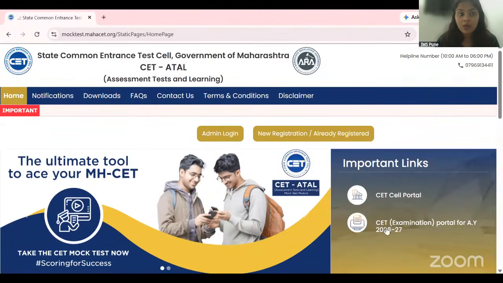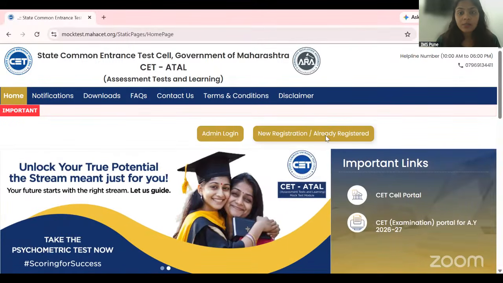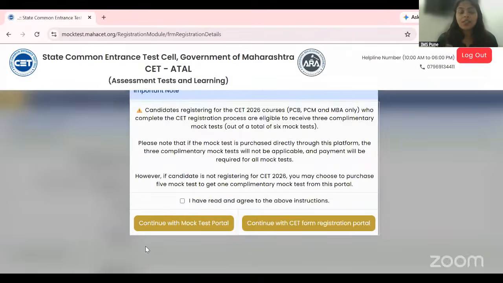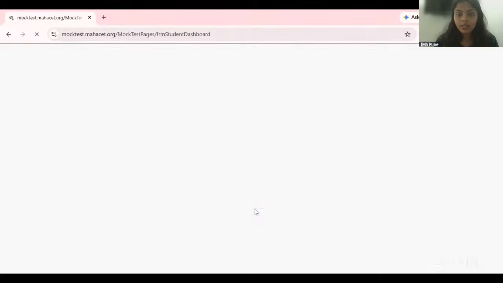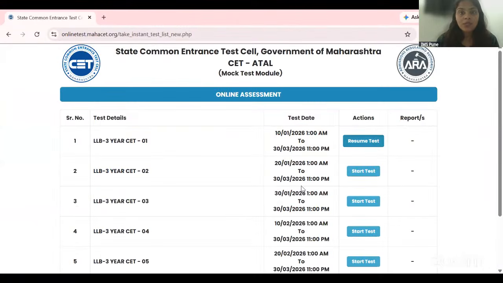But otherwise, in your case, you're supposed to make sure that you are taking the test just like it is an actual examination. You're appearing for the actual examination, focusing on the time limit, focusing on the deadline and everything, right? So let's go ahead. I will click on continue to mock test portal, and here I will launch this test, right? Now I will click on resume test.